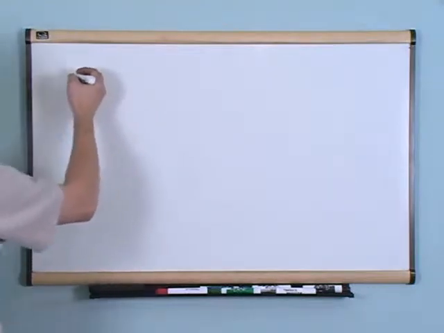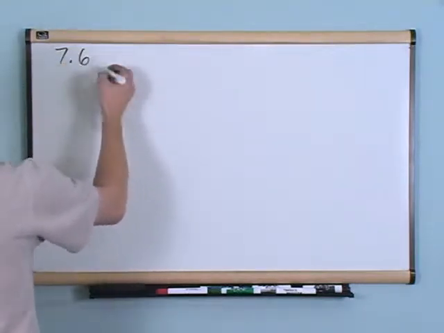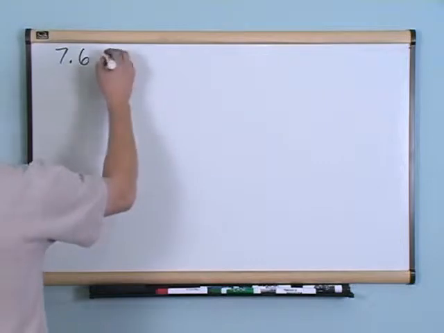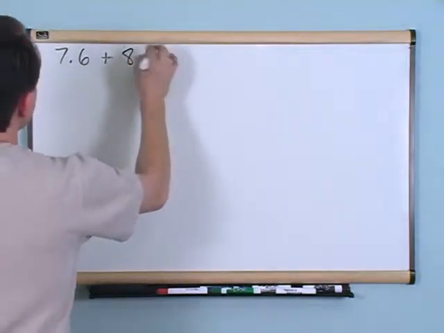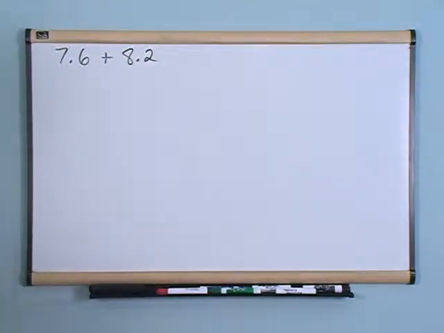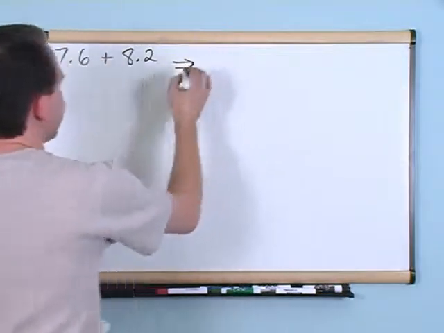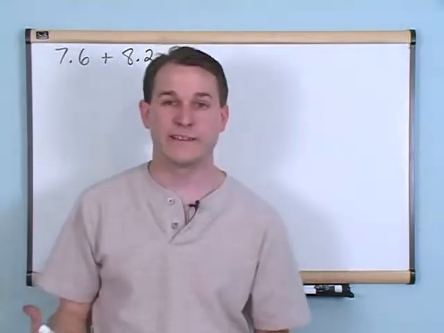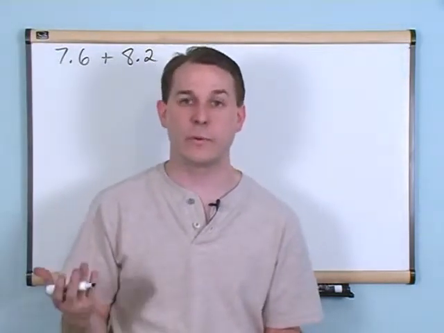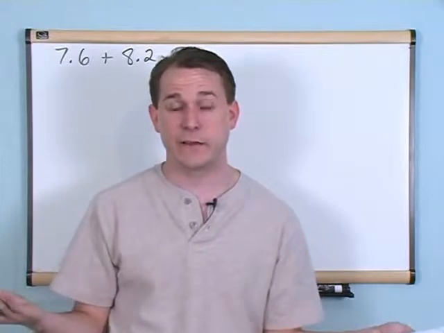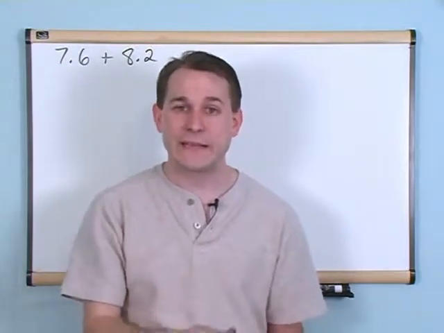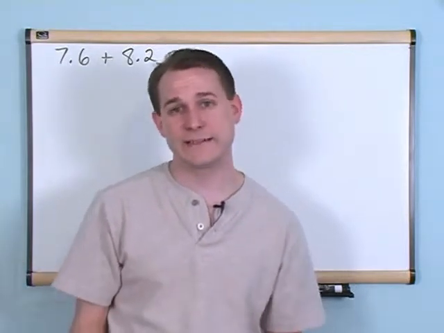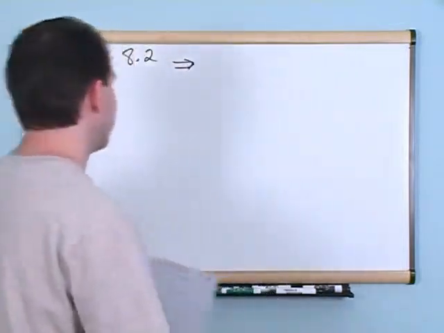So let's go in and say, what would you do if you had a problem like 7.6, that's a decimal, plus 8.2? Well, the good news is adding, subtracting, and multiplying decimals are very, very similar to what we've already done in adding, subtracting, and multiplying numbers. So there's not going to be that many examples here because it's going to be almost exactly the same thing. I'm just going to teach you a couple of rules along the way.